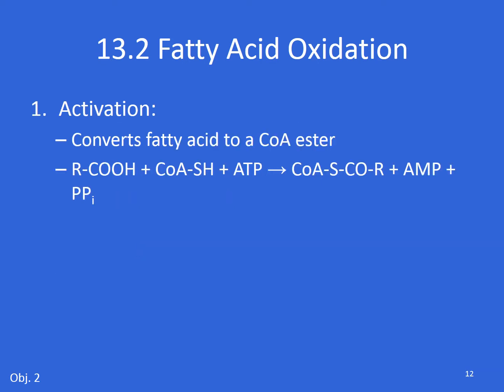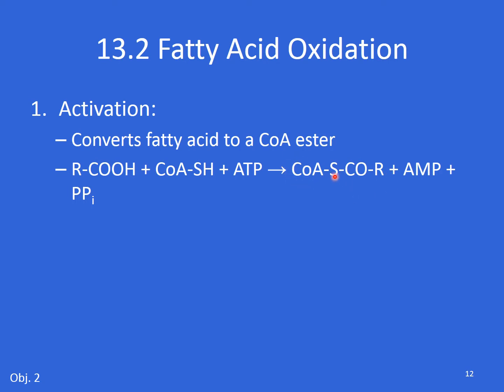Alright, so let's dig down into this a little bit. So activation. This converts a free fatty acid to a CoA ester. And I've put the equation below. So a fatty acid, designated here as RCOOH, plus CoA, CoA ends in a thiol, so this is just the standard CoA that we know and love, plus 1 unit of ATP, react to form this fatty acid CoA ester that I've drawn right here.